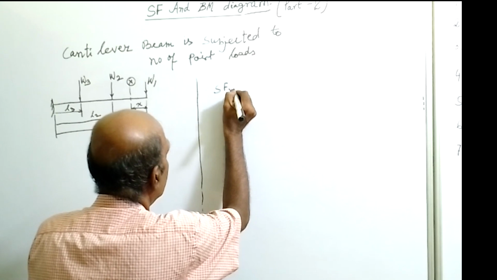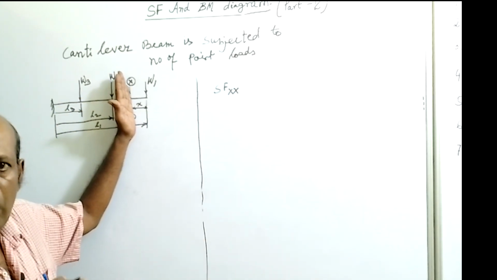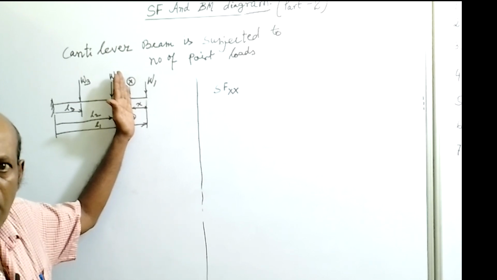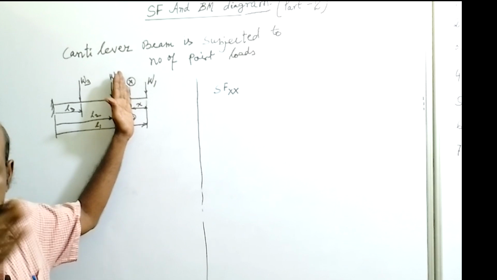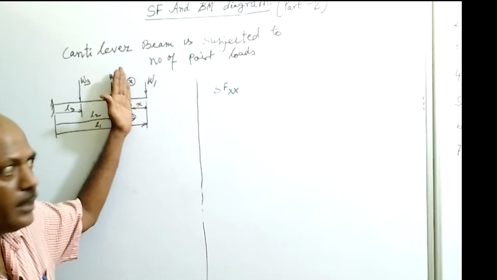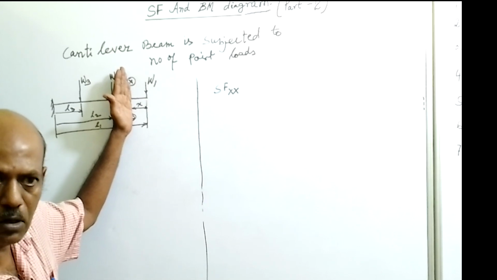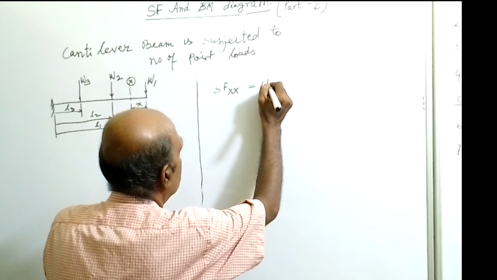As per the definition, we know the shear force is the algebraic sum of all vertical loads acting to one side of the section, say the right side. At the right side of the XX section, what is the load acting? Total vertical load is only W1. So shear force at XX is W1. We will write it here.